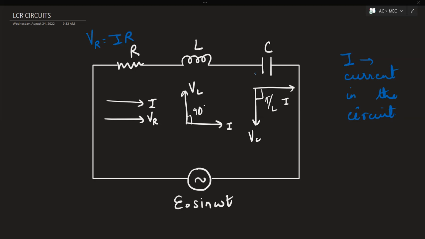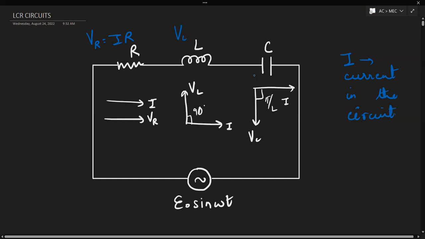Yes, Atif. Omega L, or XL. That is the resistance that is offered. So if the resistance is XL, Atif, complete this: if the resistance is XL and the current is I, what will be the voltage across the inductor?